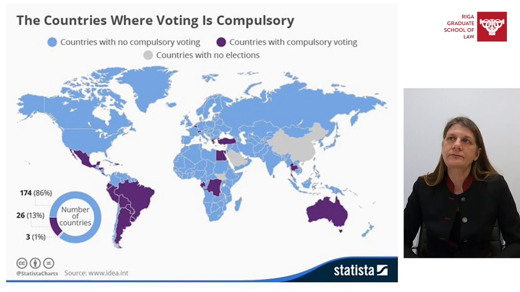countries is mandatory. In my slides, I show you quite an interesting illustration of the global map, where we see that in 26 countries around the world, voting is compulsory, meaning that if the voters avoid their democratic rights during the elections, they get either fees or some other punishment for not fulfilling a democratic possibility to participate in the decision making for the future policy makers. Of course, we can at this moment trigger a new discussion.